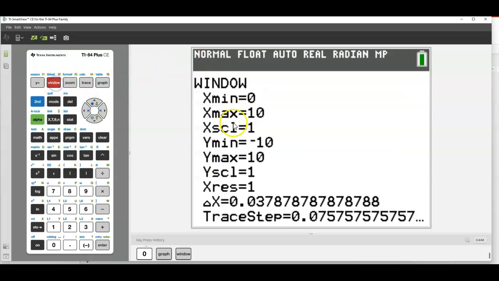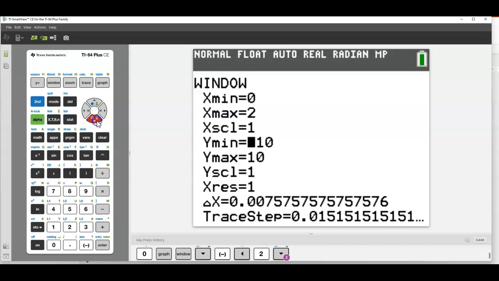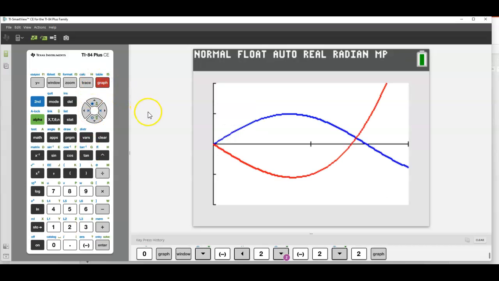So I'm going to go to my window here and adjust these. Is this necessary? No, but it sure makes a nicer picture if you do that. So I'm just going to change my x and y values here to 2s, and that way we have a cooler graph to look at. Okay, so there's that. Now I want to find out where they're intersecting.